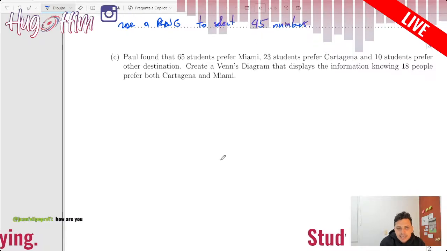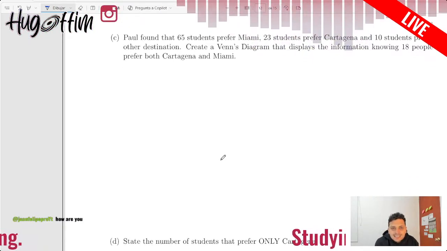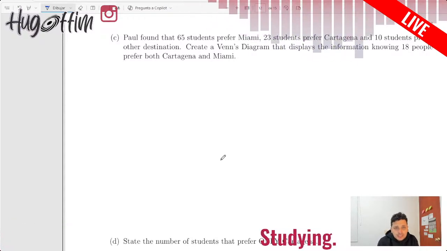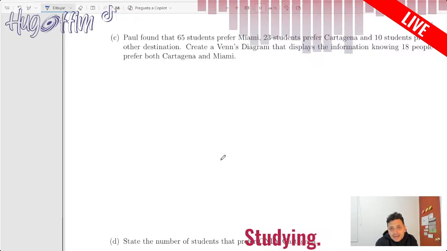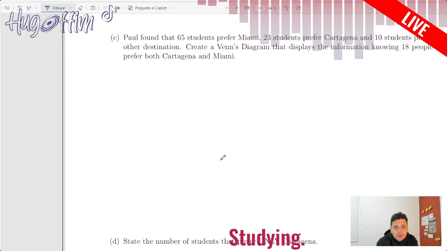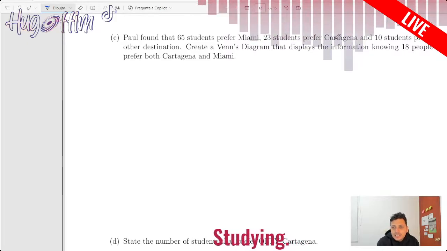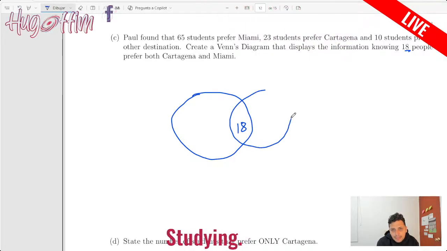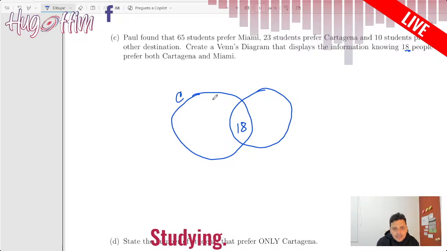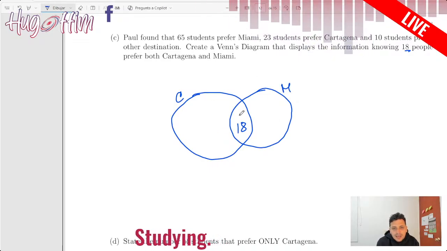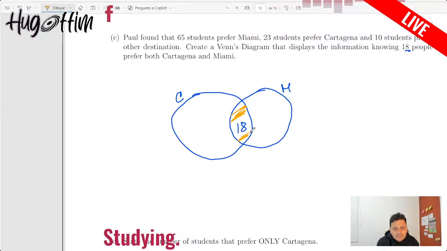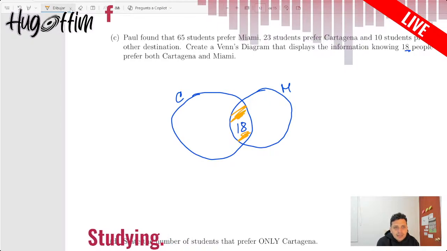Now let's go to 16C. It says, Paul found that 65 students prefer Miami, 23 students prefer Cartagena, and 10 students prefer other destinations. Create a Venn diagram that displays the information, knowing that 18 people prefer both Cartagena and Miami. You must imagine that in a Venn diagram, one group is going to be Cartagena, one group is Miami, and the intersection between these two, which I'm going to put in yellow, is the people who prefer both.